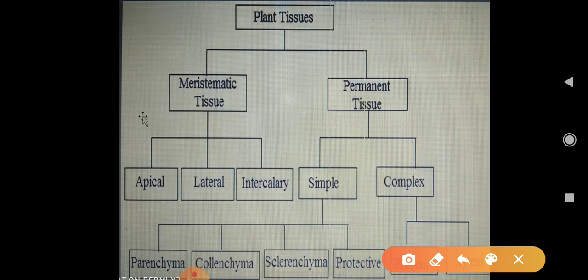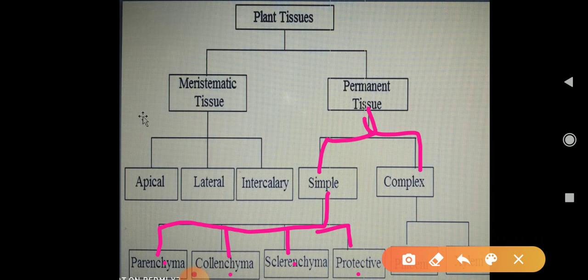Now, see, permanent tissue. Permanent tissue is of two types. One is called simple permanent tissue and the second is called complex permanent tissue. Now, what are the simple permanent tissues? Simple permanent tissue means they have the same kind of cells. These are of again three types. One is parenchyma, second is collenchyma, third is sclerenchyma. Four types, then fourth is the protective tissue.